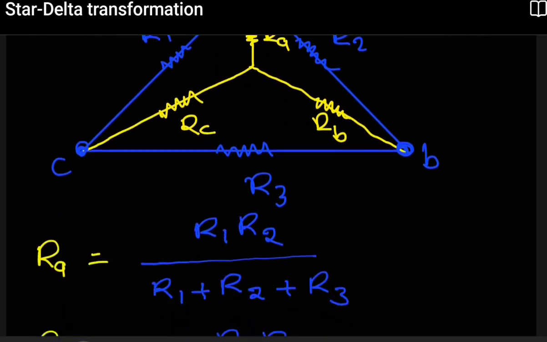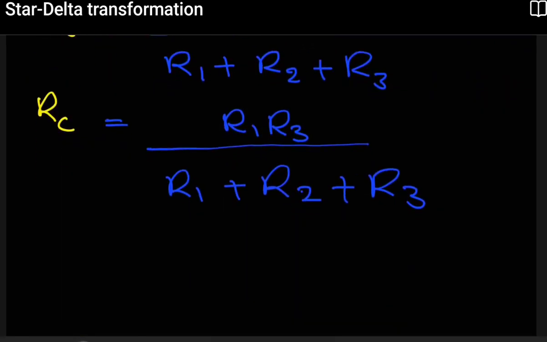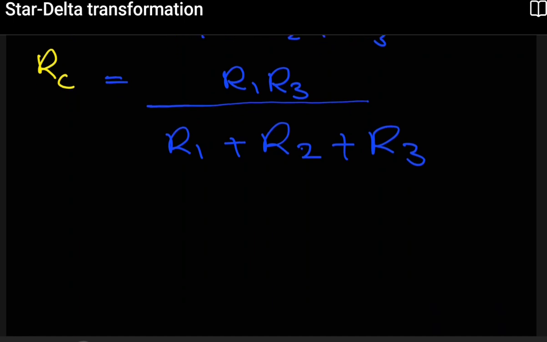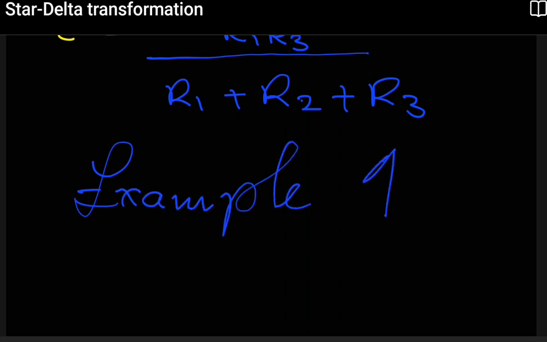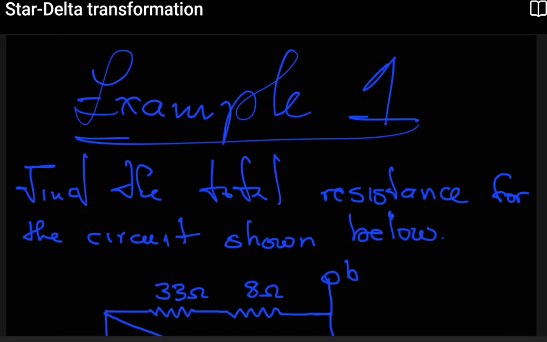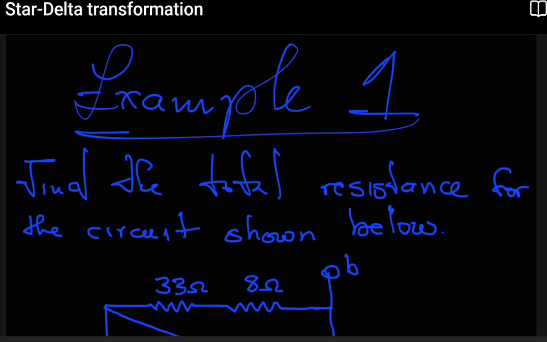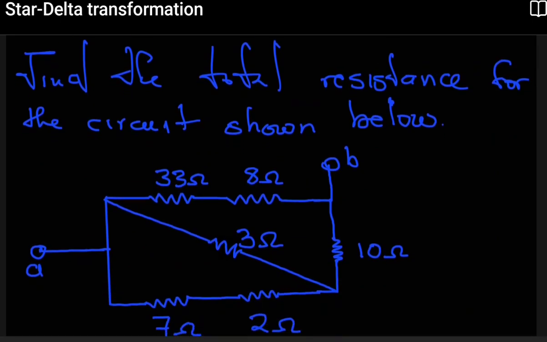So now let's look at an example to help you see the application, or how we actually use this to solve problems or circuits that might seem a little bit complicated. So let's see an example. In this example, we're being asked to find the total resistance for the circuit that is shown below. So let's look at the circuit.